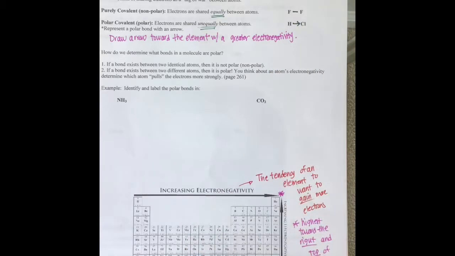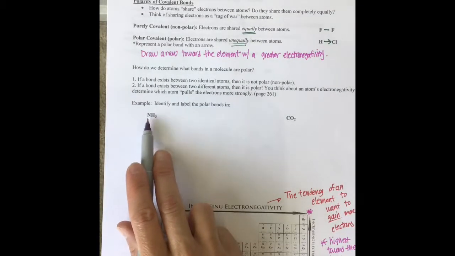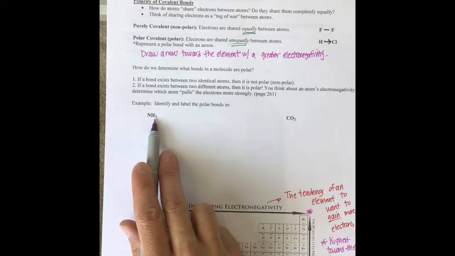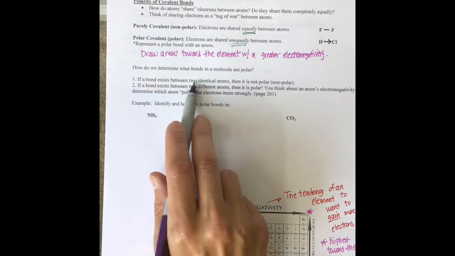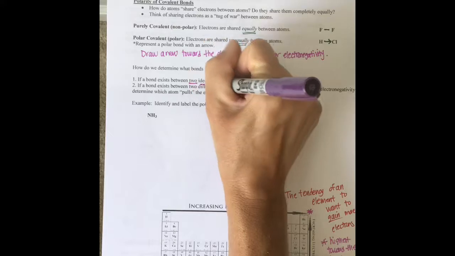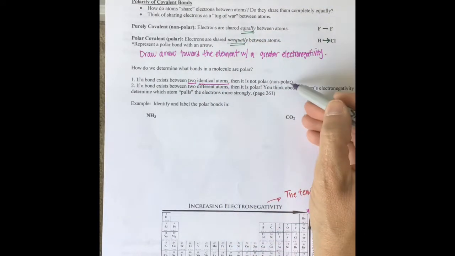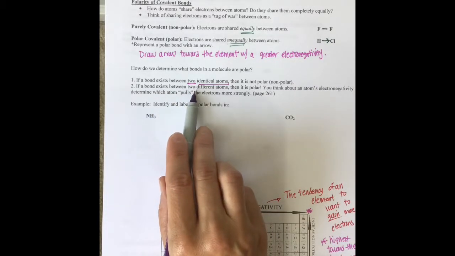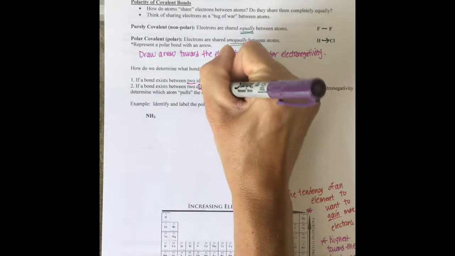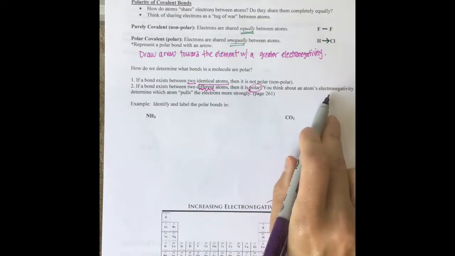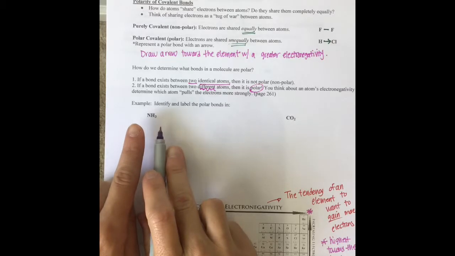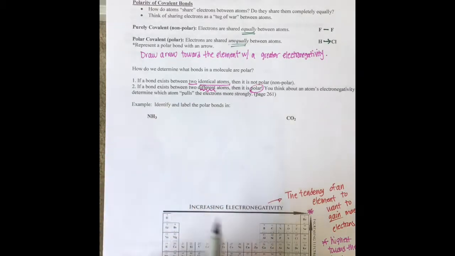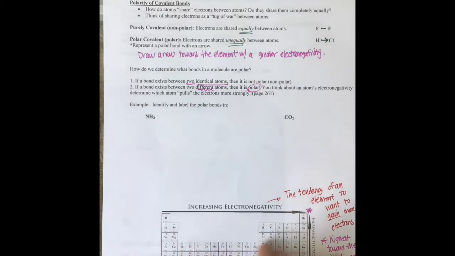Remember when we're talking about the tug of war. So let's jump into an example, NH3. Okay, here's our rules. If it's a bond between two of the same atom, then you don't need to do anything special. It's nonpolar. But if a bond exists between two different atoms, it's polar. And you're going to have to decide which of those two elements has a greater pull, or which one has a higher electronegativity. And you can use this table to figure that out.